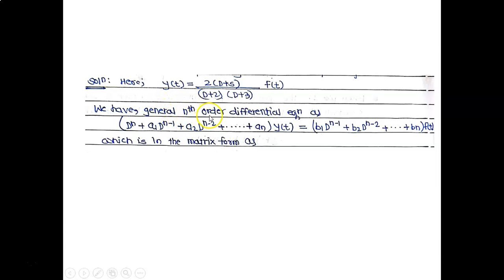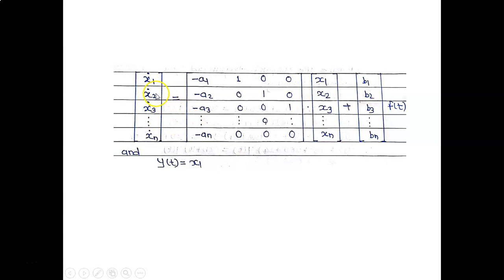We have the general nth order differential equation as D raised to n plus a1 D raised to n minus 1 plus a2 D raised to n minus 2 plus dot dot plus an into y(t) is equal to b1 D raised to n minus 1 plus b2 D raised to n minus 2 plus dot dot plus bn into f(t), which in matrix form is: x1 dot, x2 dot, x3 dot, xn dot is equal to the matrix minus a1 1 0 0, minus a2 0 1 0, minus a3 0 0 1, dot, minus an 0 0 0 into x1, x2, x3, xn plus b1, b2, b3, bn into f(t), and y(t) is equal to x1.